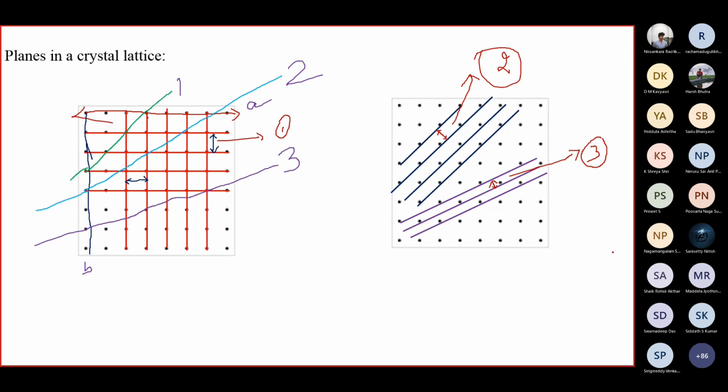Yes, the distance between the planes is different. Okay, so now can we find a way to characterize this distance between the planes? Is there any way that we can easily find out the distance between the planes?